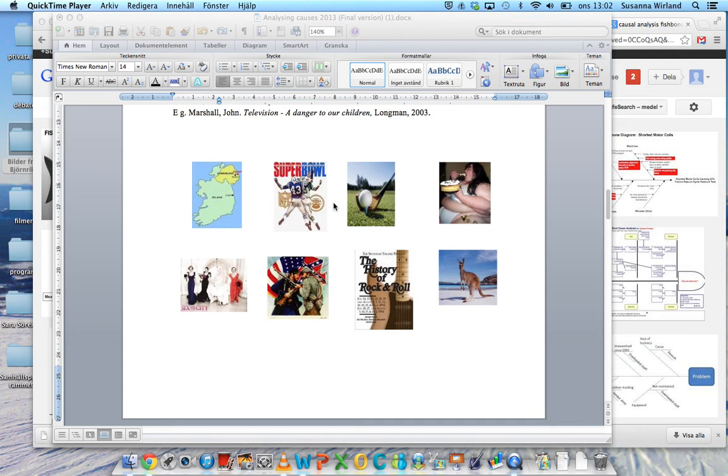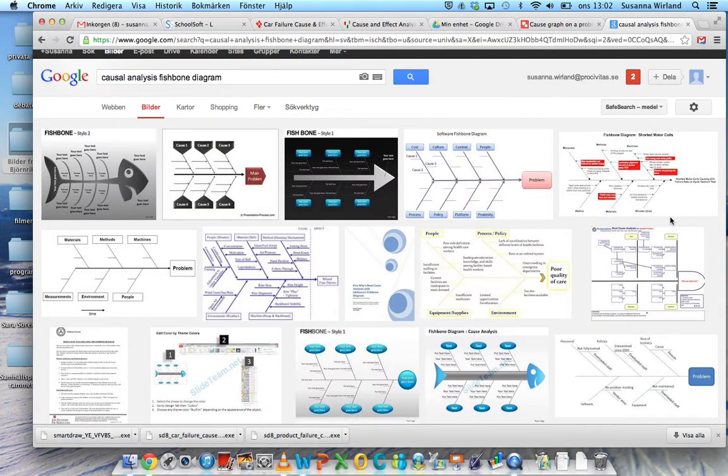About how you can work with your causal analysis. Here you see the pictures that I showed you in class about possible problems or events or trends that you can investigate, possible causes to in an English-speaking country. And the method that I'm going to present here is the fishbone method in order to find different causes to a problem. If you just do a search on Google, you find plenty, as you can see.